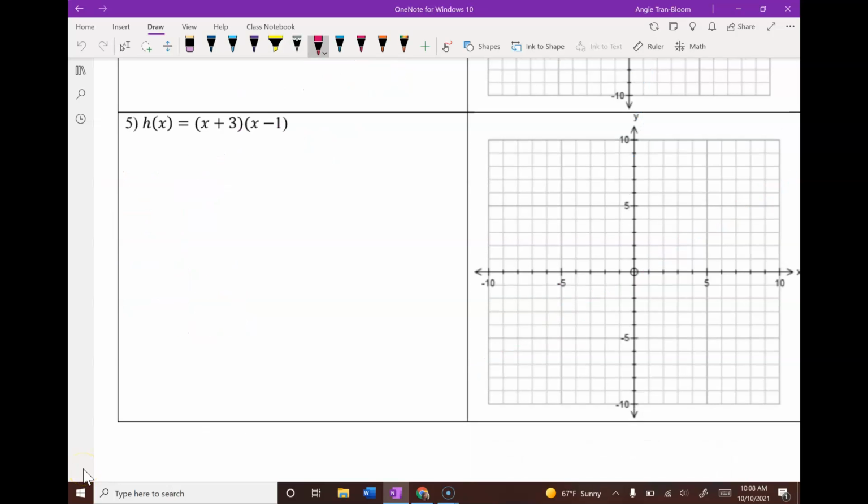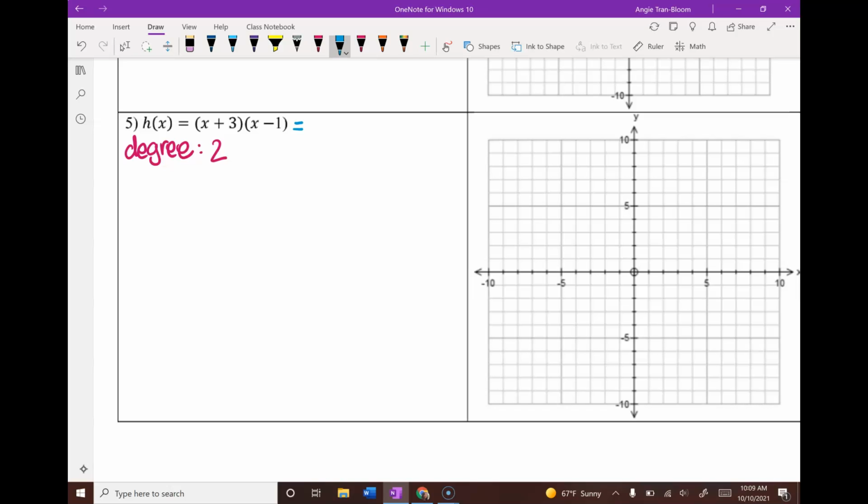Example 5 says h of x equals the quantity of x plus 3 times the quantity of x minus 1. So first, let's state the degree, okay? The degree is going to be 2. Well, you want to know how we got 2?